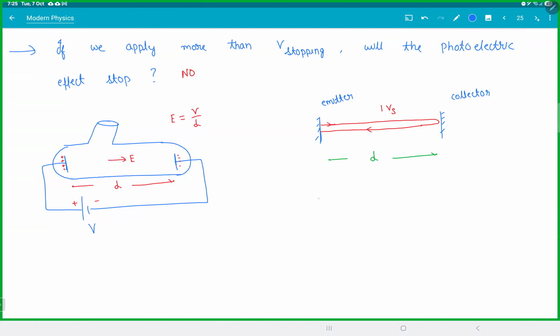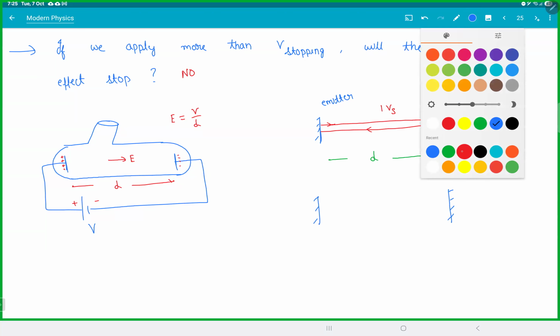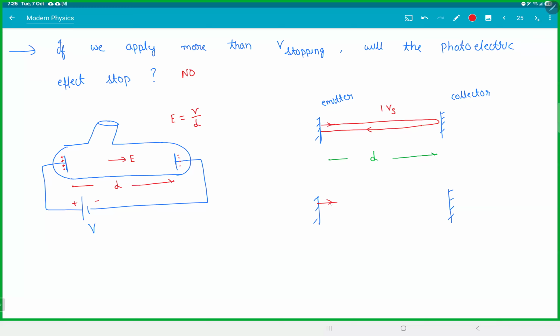If I apply 10 times the stopping potential, what will happen? Then the electric field will become 10 times. That means your deceleration is 10 times. So you will travel a lesser distance. So if you apply 10 times the stopping potential, you will travel only d by 10. Are you getting this? So if you apply 100 times stopping potential, the electron will still come out. It will just travel a lesser distance before turning back.